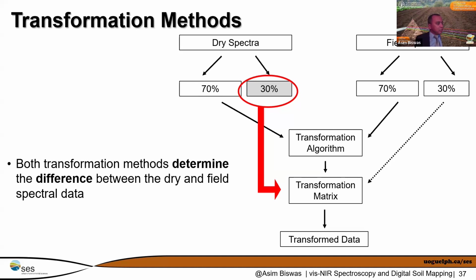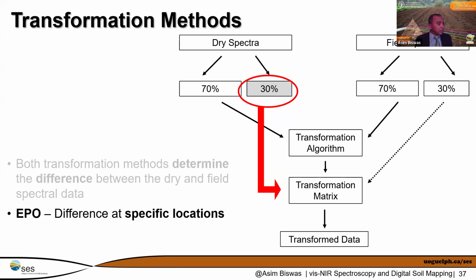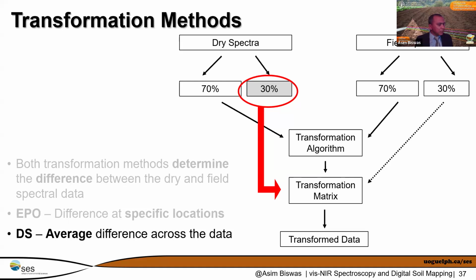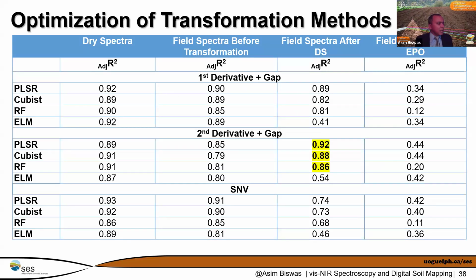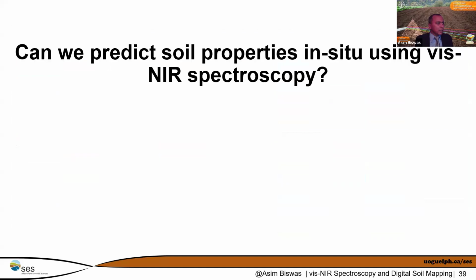So both transformation methods determine the difference between the dry and field spectra. Of course, we know there is a difference because of the environmental conditions. In summary, EPO gives us a specific location difference identified, while DS gives an average across the data set. Again, these are two fundamentally different transformation algorithms, and that is why we wanted to check both.